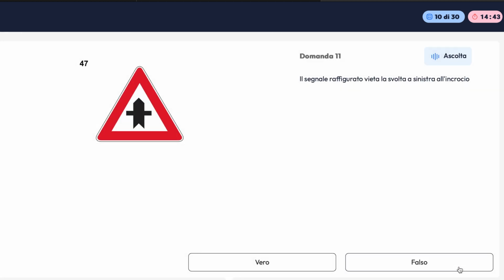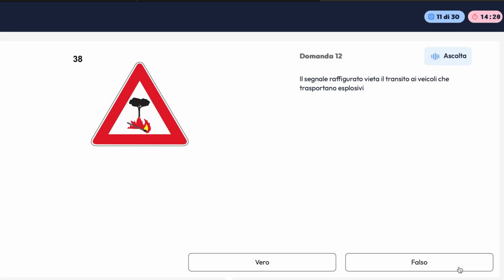Number 11. Il segnale raffigurato vieta la svolta a sinistra all'incrocio. The question says this sign prohibits you from turning left, which is falso.